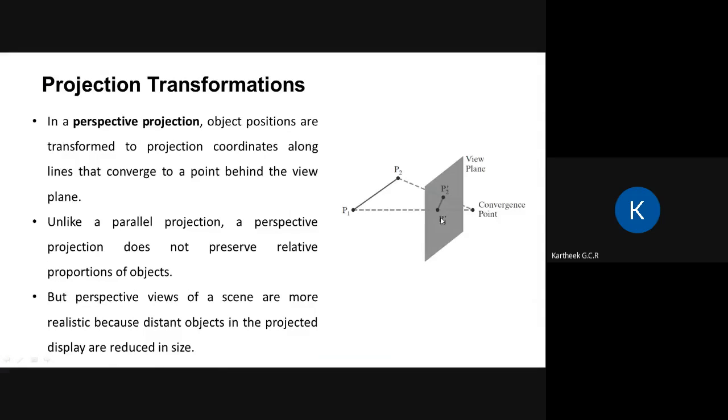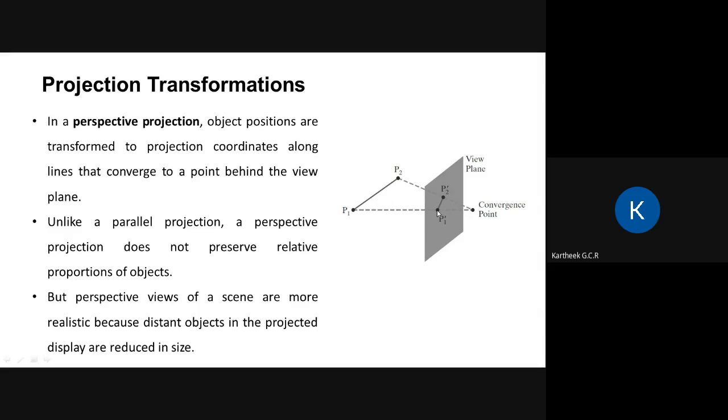And then we have perspective projection. This is a good representation of perspective projection. This is the convergence point, or the viewer position. All the projectors are converging at this point, and the viewing plane is kept somewhere between the convergence point and the object in the world. Whatever image of the object is formed on the plane is the visualization that you get to see.